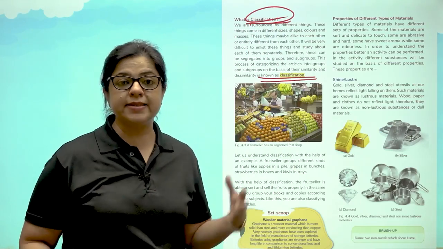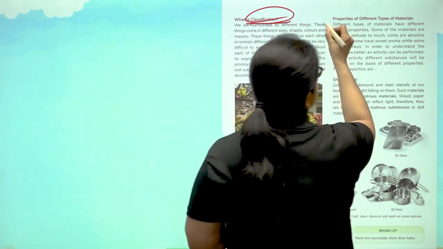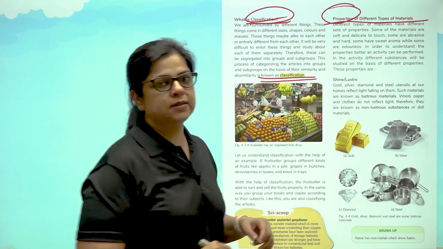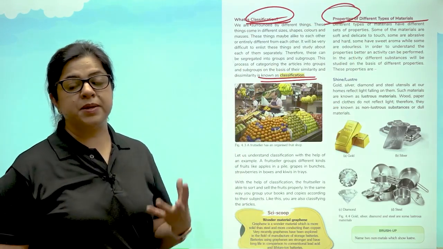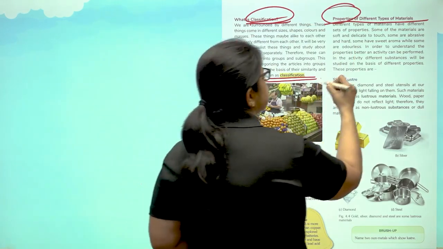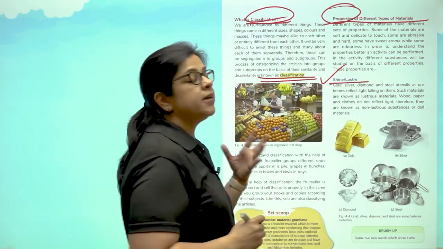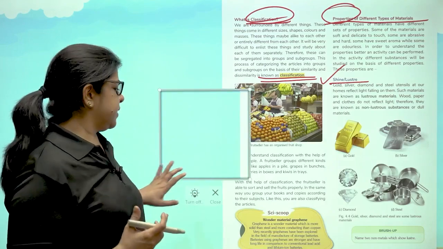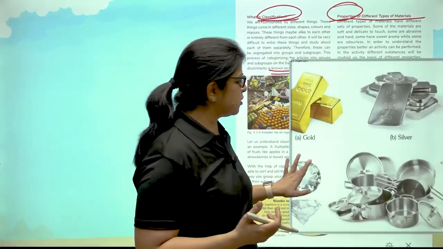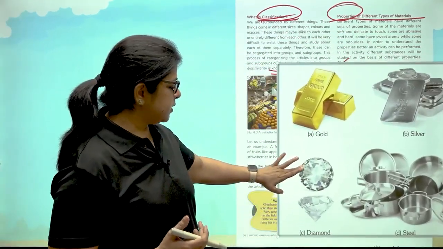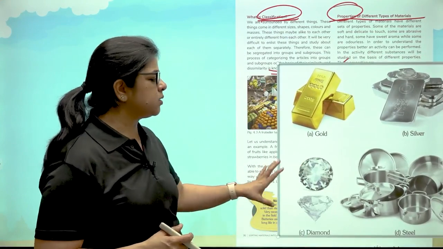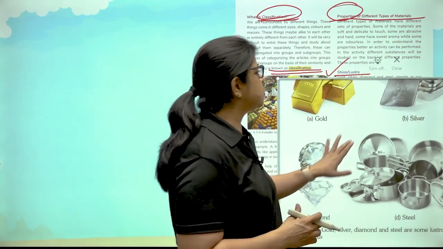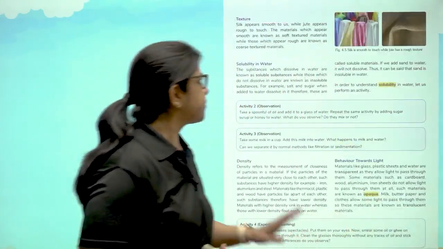But how do scientists classify things? They classify things on the basis of different properties. Now, what are properties? Properties are basically qualities. For example, if you talk about gold, silver, diamond, what are they? They are all shiny things. As you can see in this picture also, gold, silver, diamond and steel have got a great shine. So they can be classified on the basis of their shine.